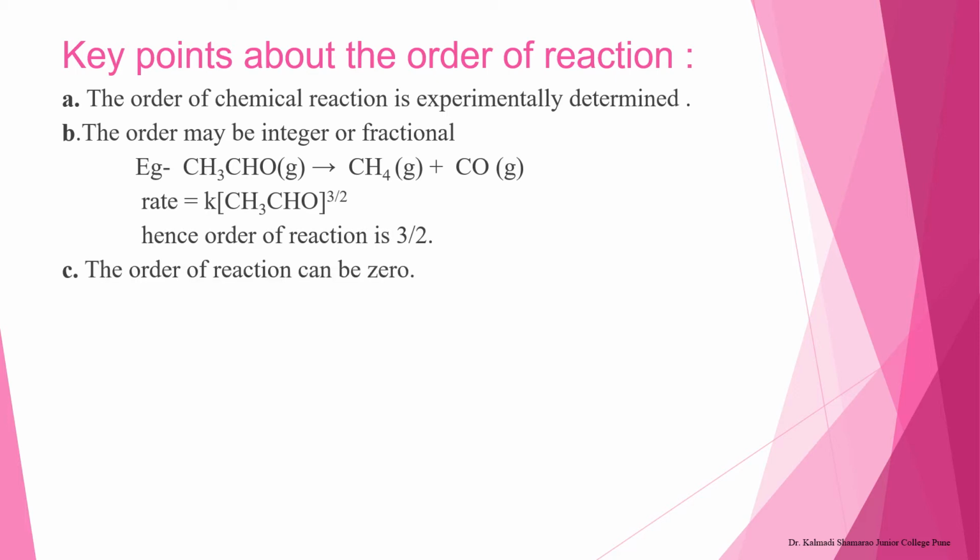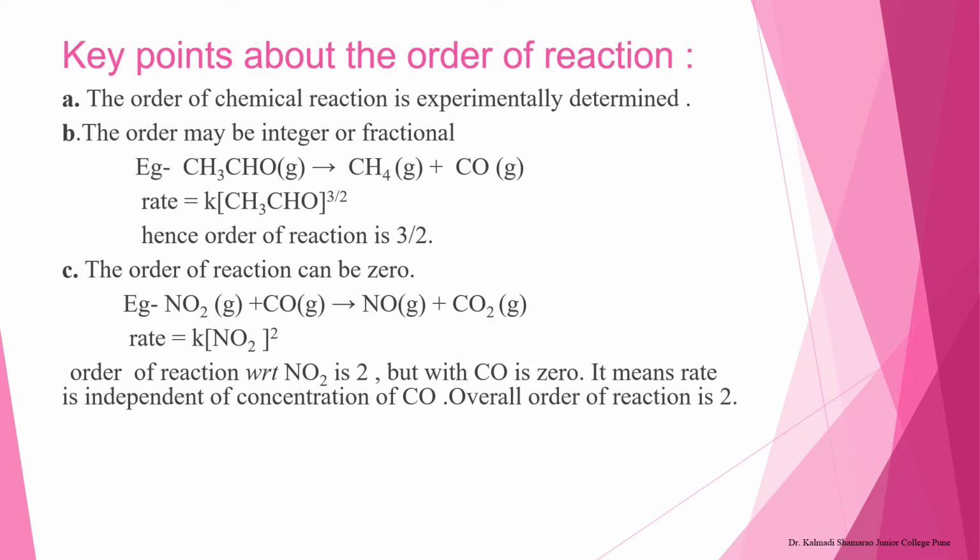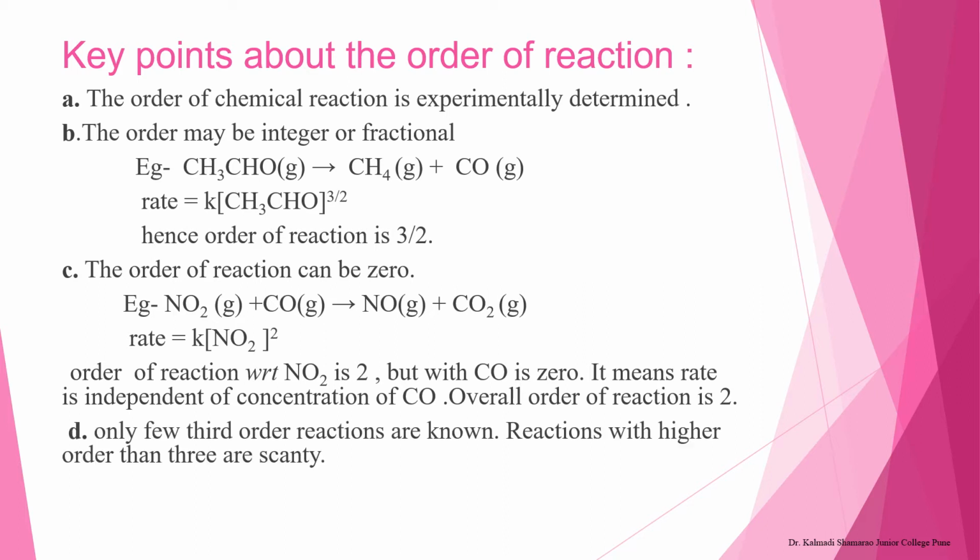Third, the order of reaction can be 0. For example, NO2 plus CO gives NO plus CO2. For this, rate equals k into molar concentration of NO2 to the power 2. Order of reaction with respect to NO2 is 2, but with respect to CO is 0. It means that rate is independent of the concentration of carbon monoxide. Hence, overall order of reaction is 2.